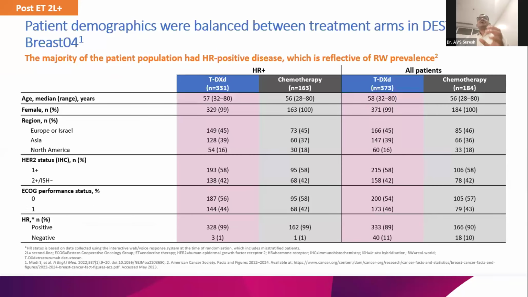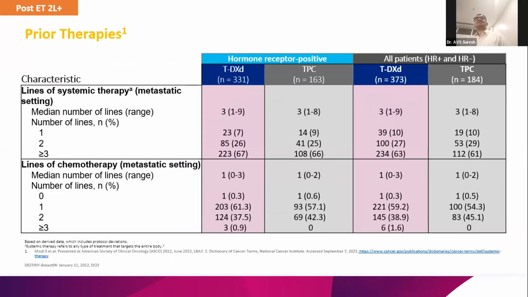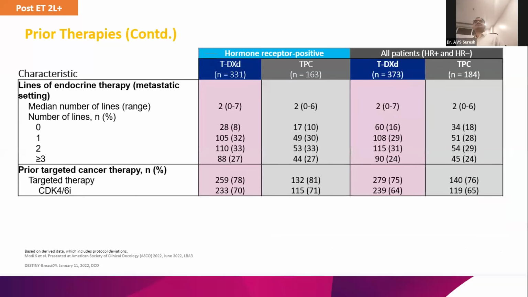If you look at the patient demographics, they are very well balanced between these two arms. If you look at the prior therapies, they are almost similar. If you look at the median number of lines of therapy, the T-DXd arm actually faced a tougher challenge compared to the other arm. But overall, no big difference.